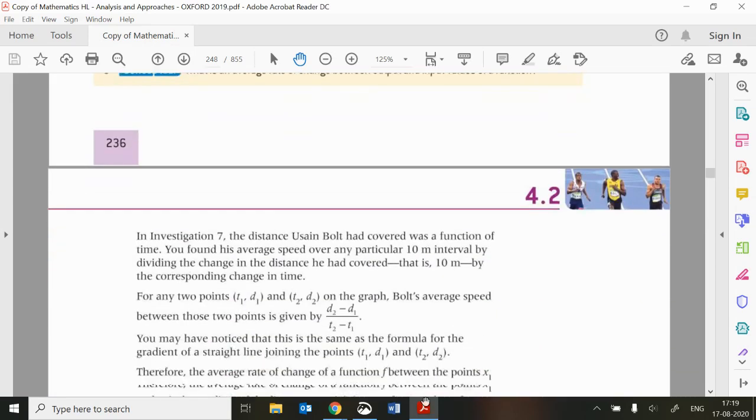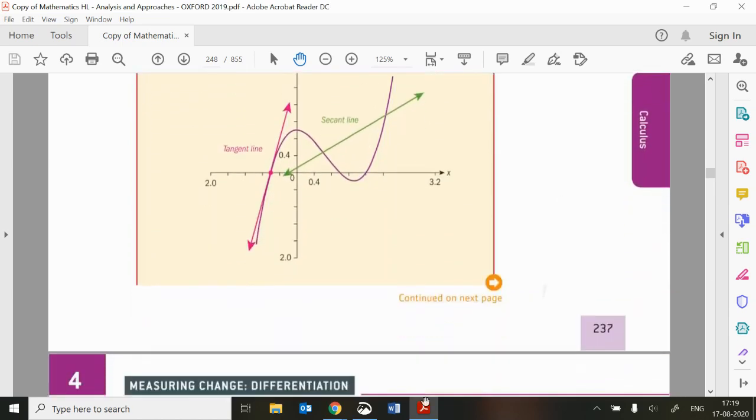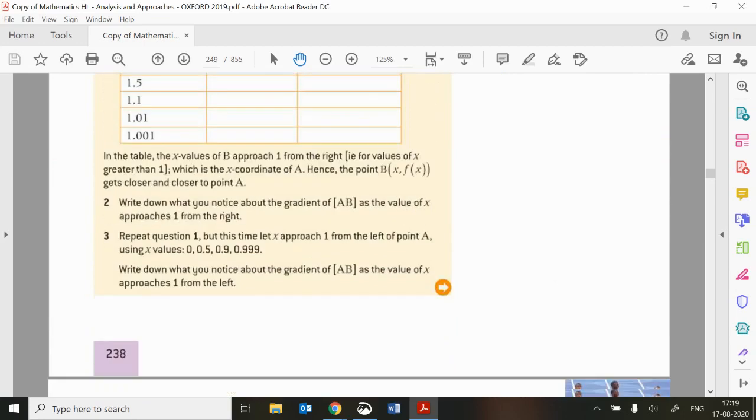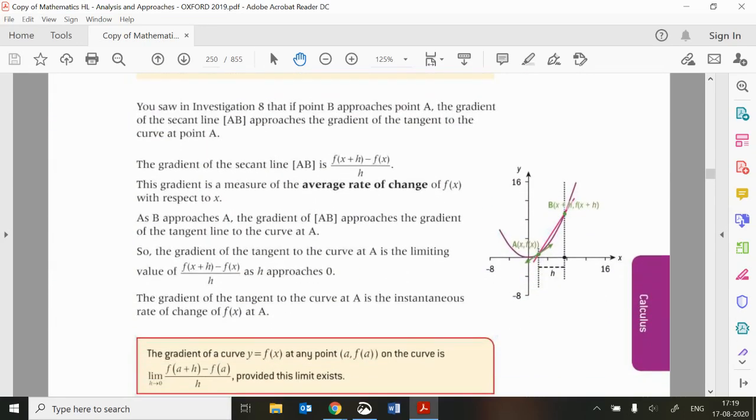The book does this through a little investigation, of course, and then it talks about the average rate of change here, being delta y over delta x, which is equal to the change in height between your 2 points divided by the change in distance across between your 2 points. Now, it defines secant and tangent. There you go. And there's a little investigation there as well. So I've kind of done that stuff for you a little bit. But you can have a look at that investigation as well.